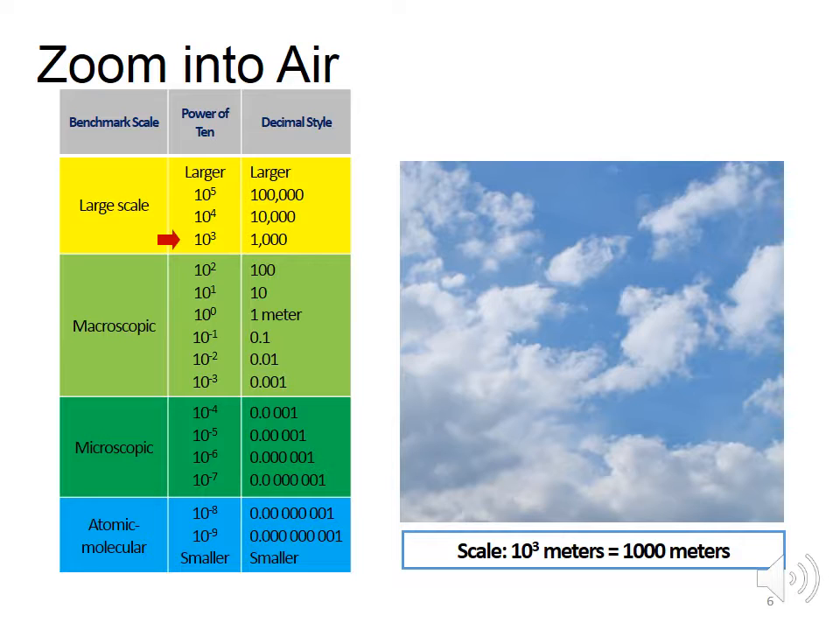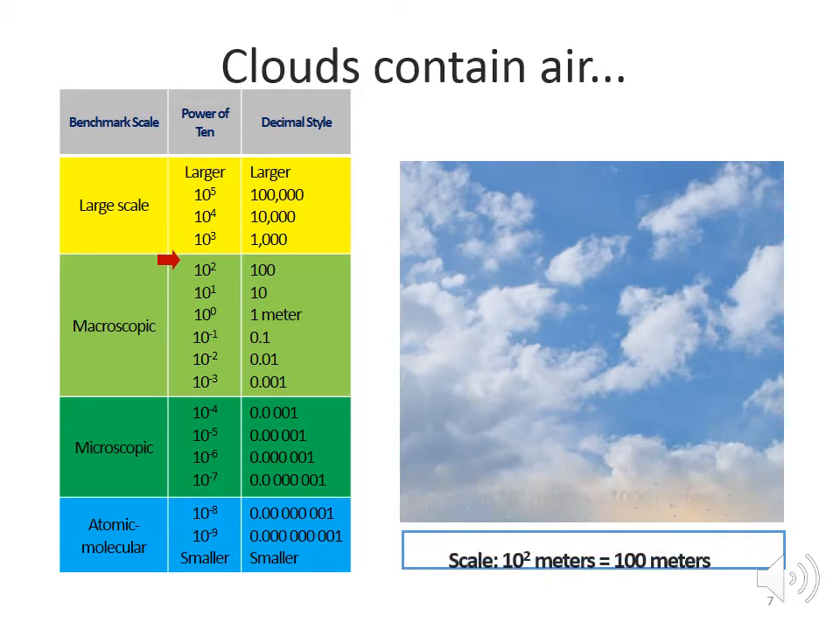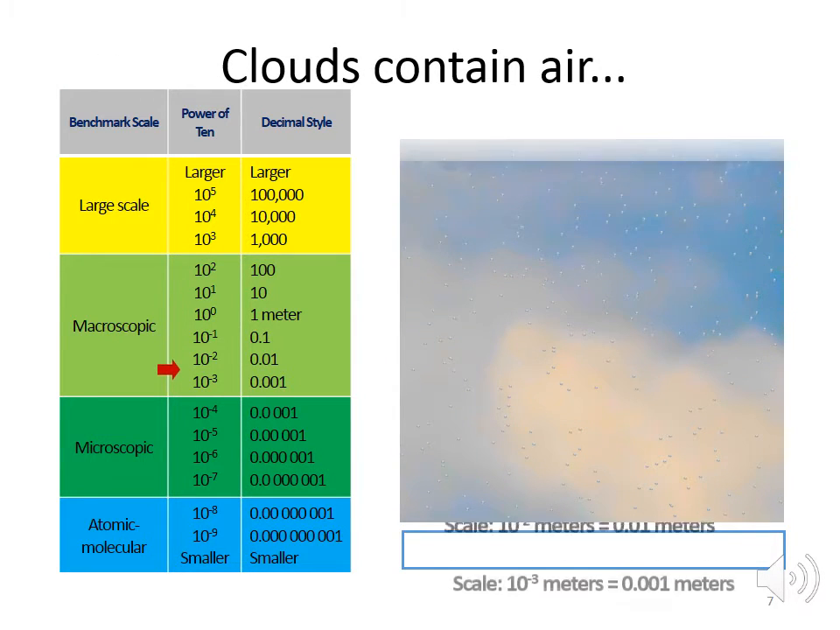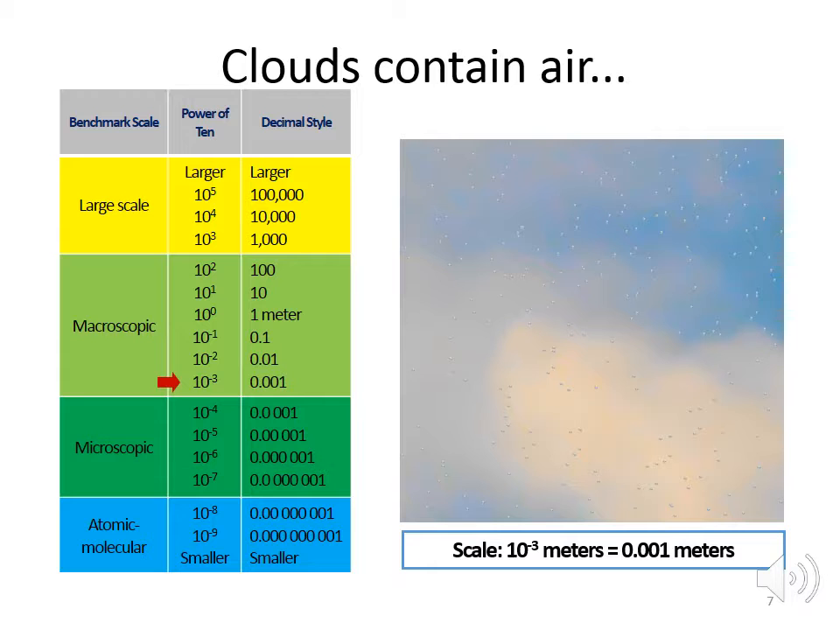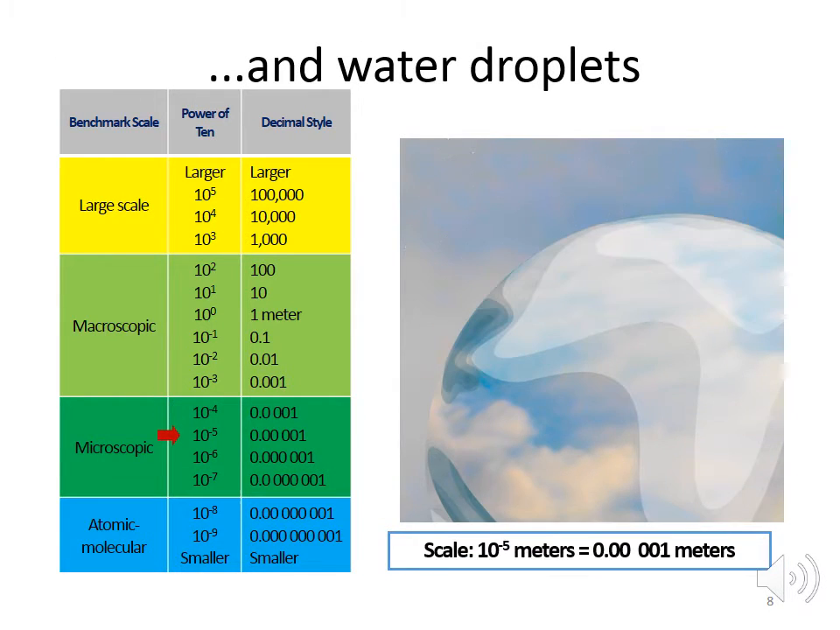So in order to make our explanation a little bit richer about air, we have to zoom in. If we zoom into the macroscopic scale, up close and personal to a cloud, we can see that that cloud contains air, but it also contains water droplets. And we can zoom into a water droplet at the microscopic scale. So now you can explain that air not only is clear and contains clouds, but those clouds contain water droplets at the microscopic scale.